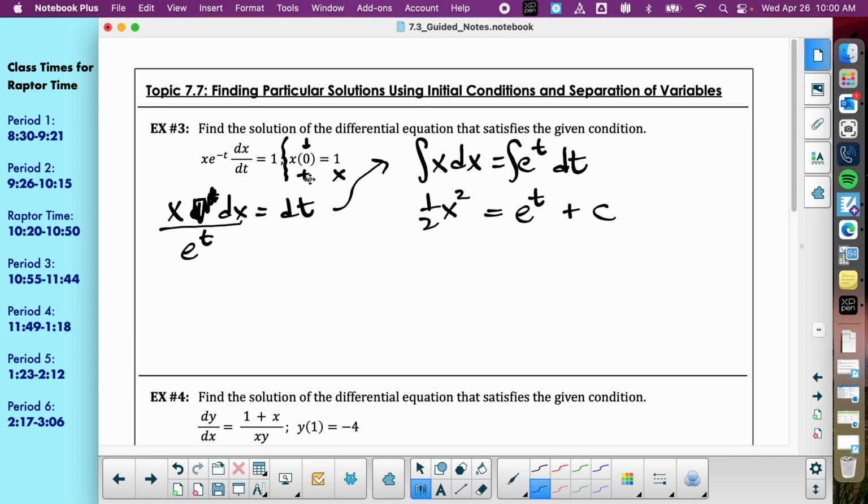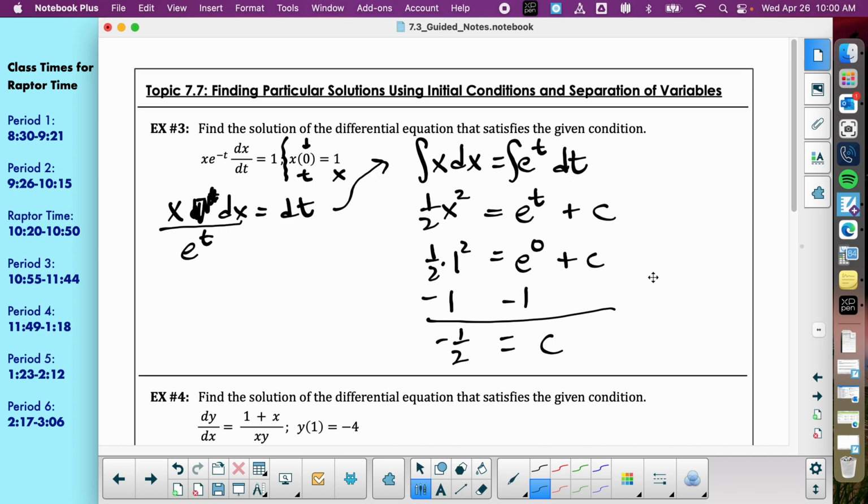So this is kind of like telling me the point to plug in to figure out c. It's telling me put 0 in place of t. And then I'm going to put 1 in place of x. So this will give me half equals 1 plus c. Negative half? Why is that so hard in my head right now?